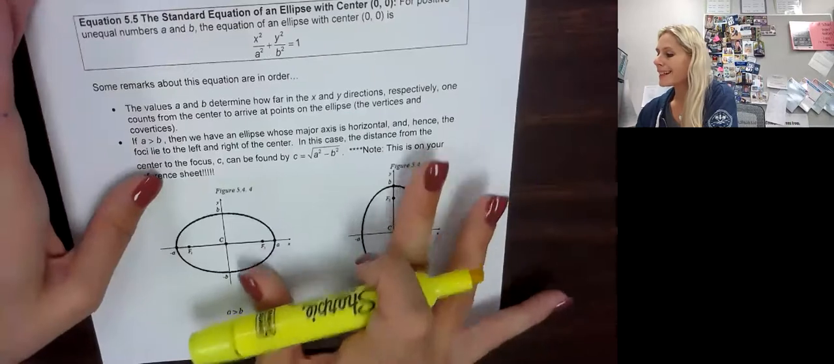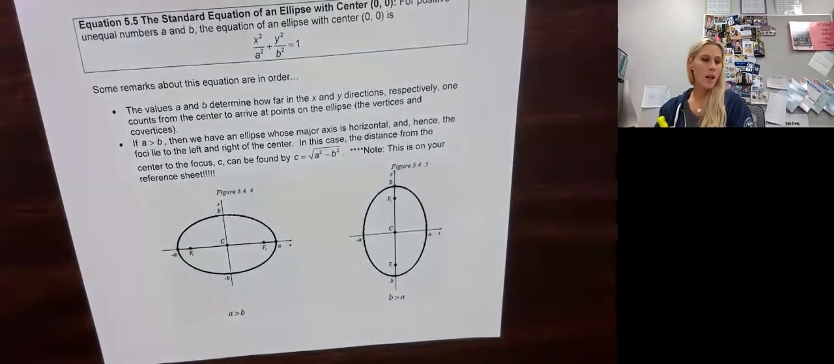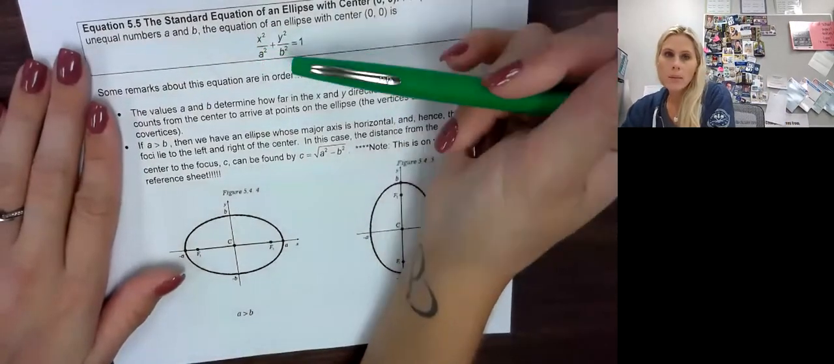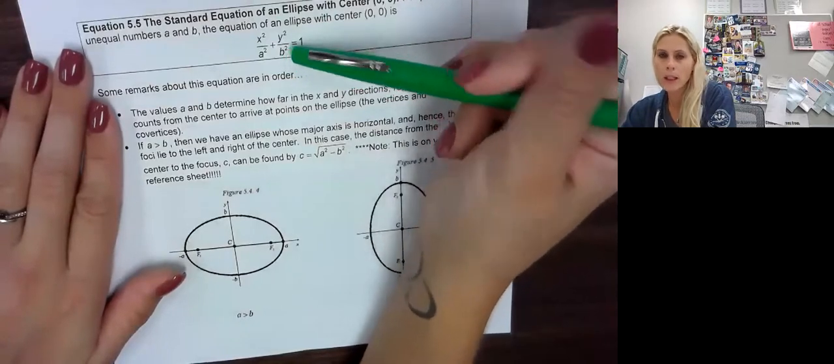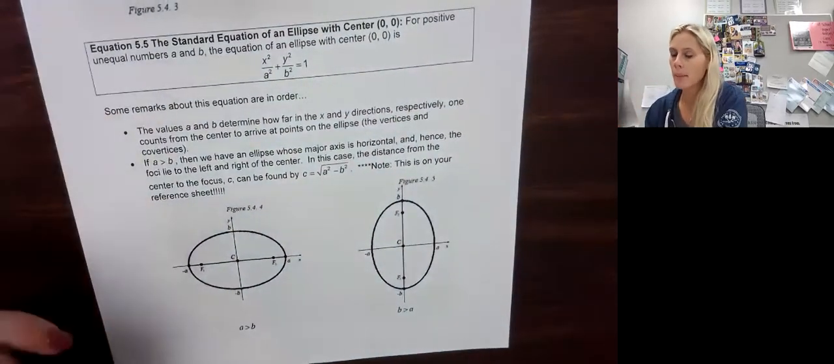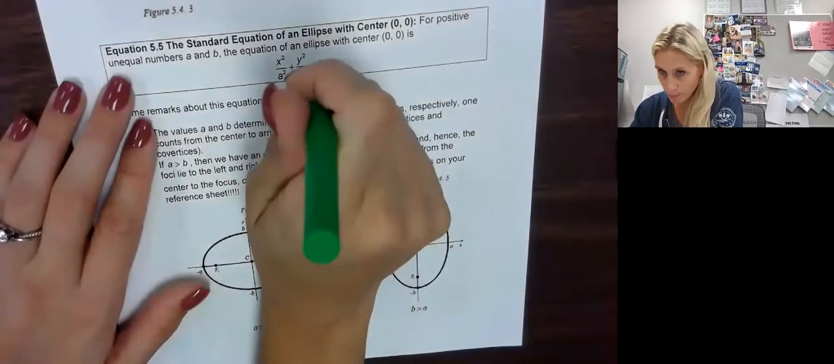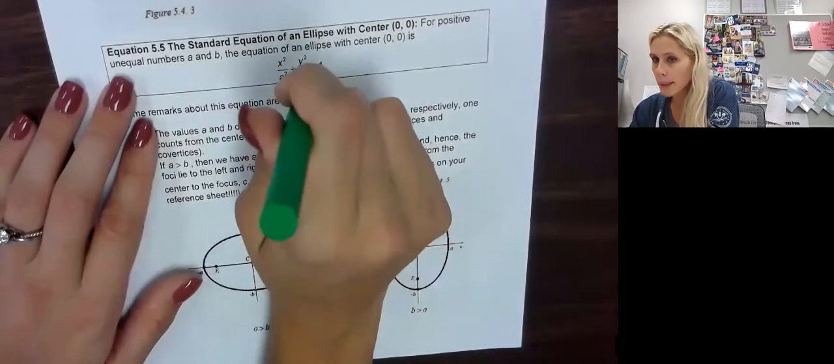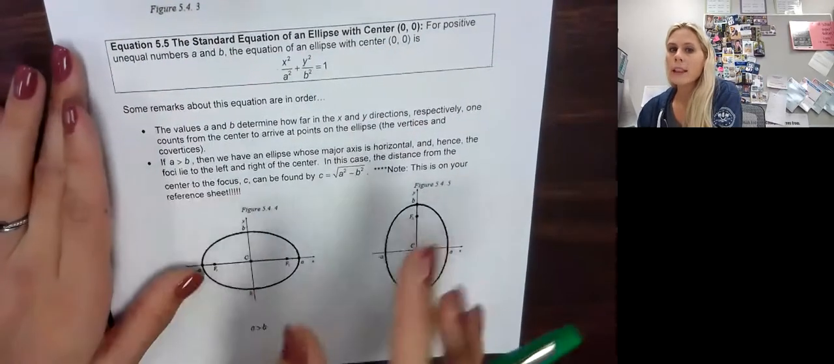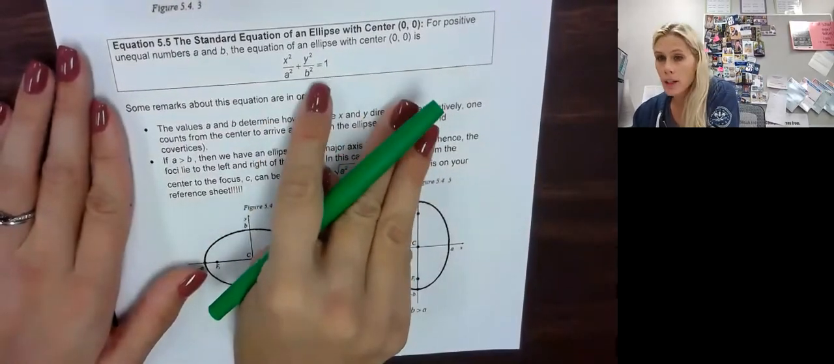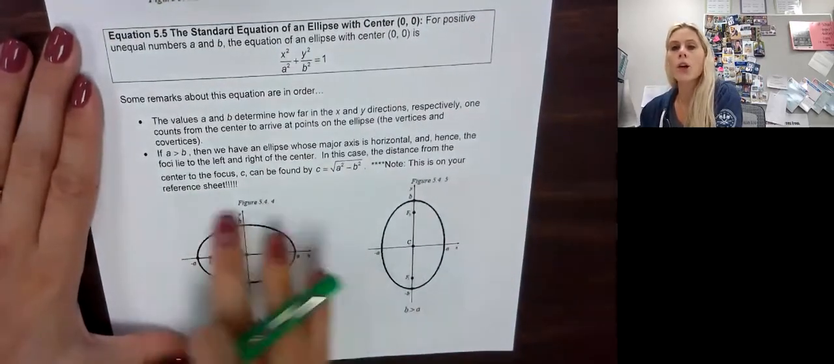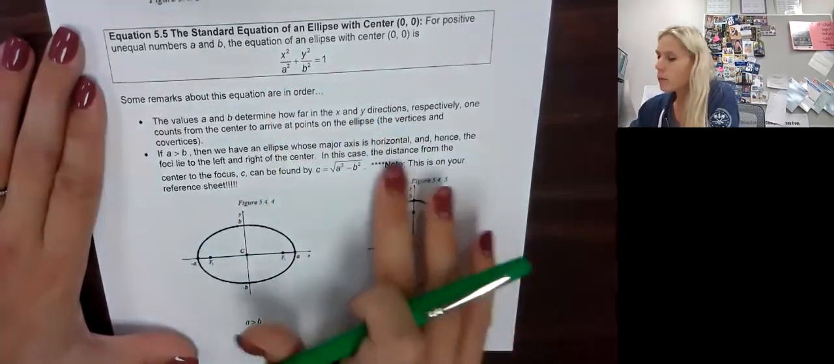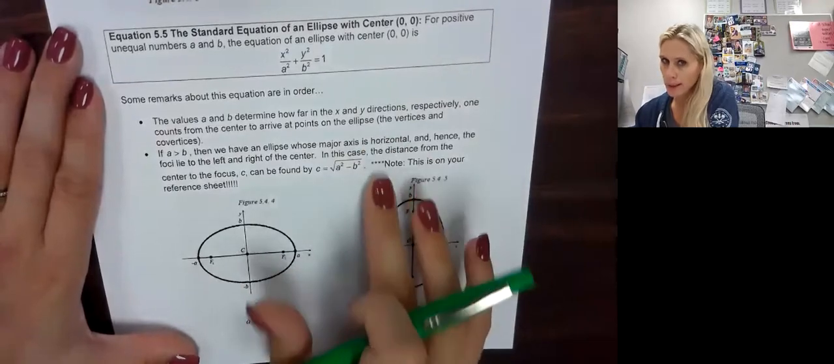So in a standard equation of an ellipse, this is what it looks like. We have x squared over a squared plus y squared over b squared equals 1. Okay, a couple of things to keep in mind. This will always equal 1. Okay, a will always be under x, b will always be under y. Now you'll see in the future that if a is greater than b, then we have your horizontal ellipse, is what I'll call it. And if b is greater than a, we have our vertical ellipse.